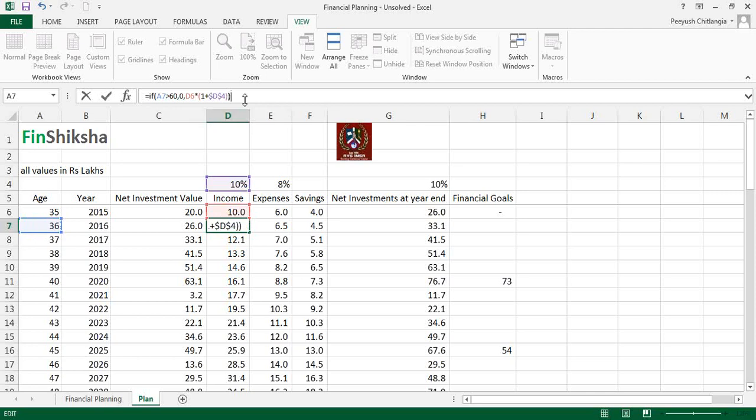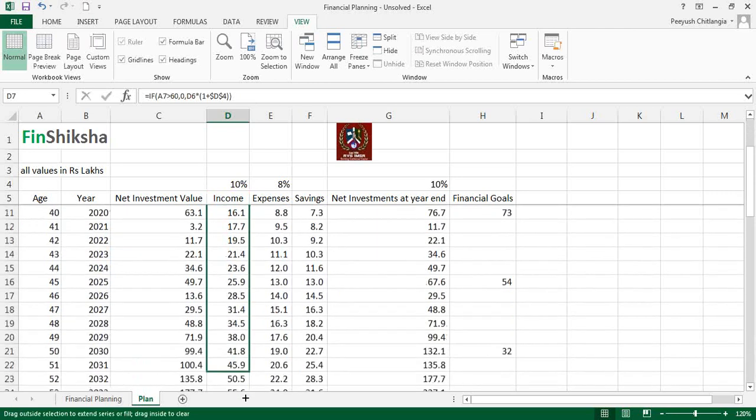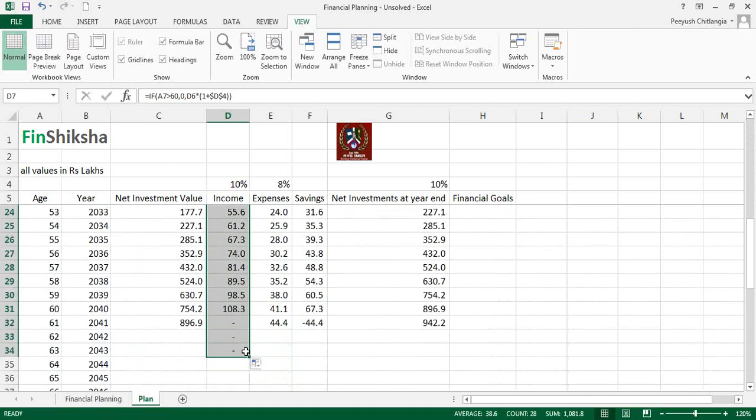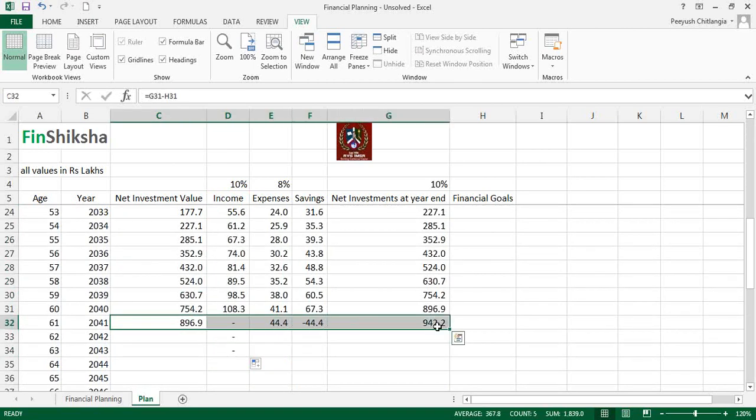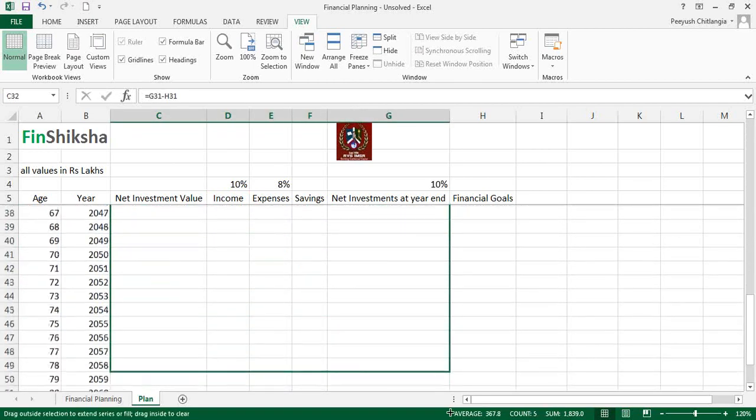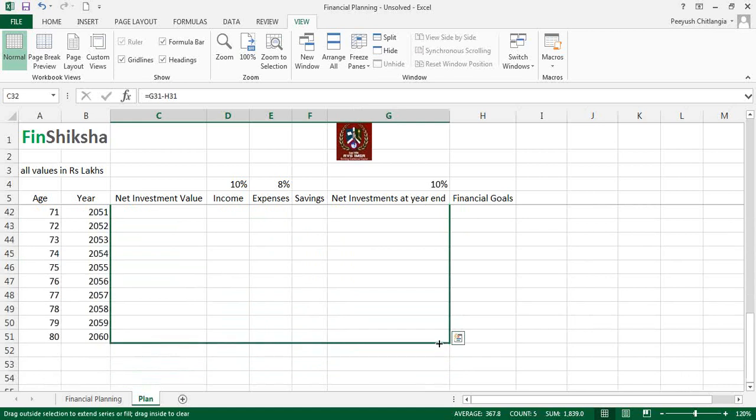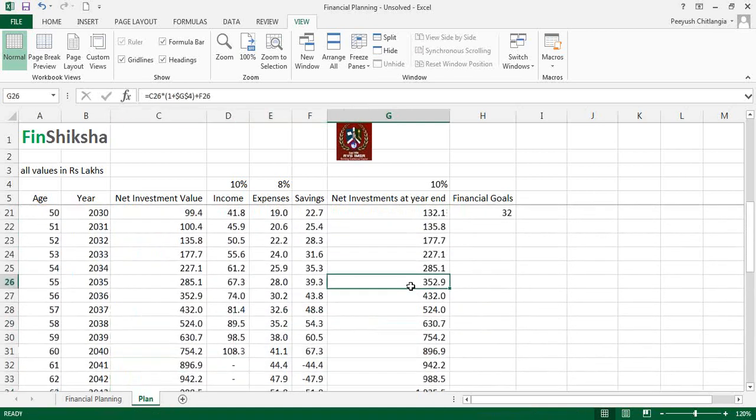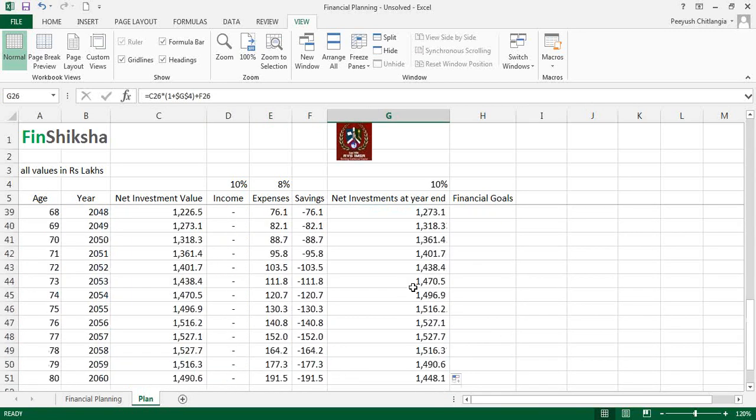If the age is greater than 60, then I want the value to be 0, else it will grow to the income that is there. Let's go down and see what happens if I keep dragging this down. You see, 0 automatically gets punched in there. So all I need to do now is drag it all the way down, and we see that the calculations work out fine in terms of the person.